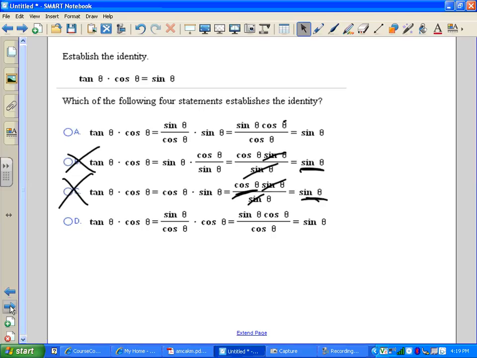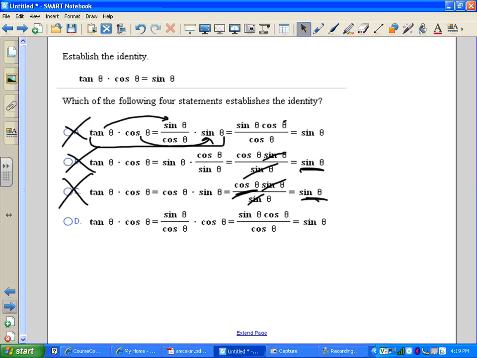So let's go back to A, and let's check out my first step. They're basically changing tangent to sine over cosine, which is okay there. But then all of a sudden cosine of theta goes to sine of theta. And so something went wrong right there. I don't know exactly what they did or was trying to do, but I don't think that's working here.